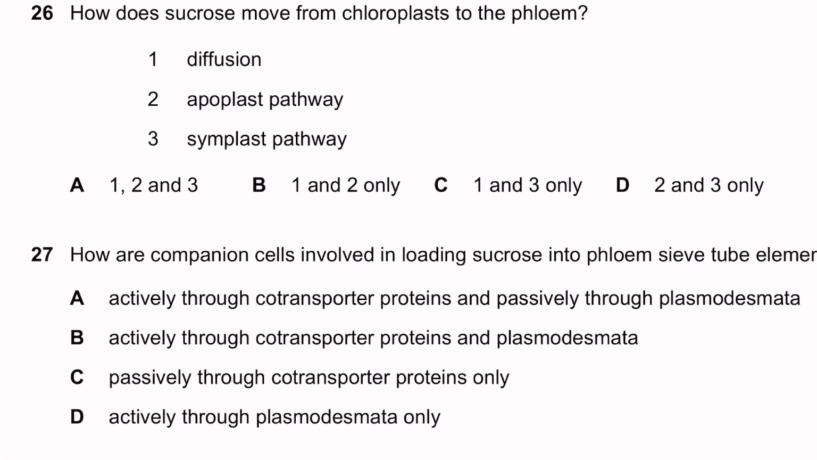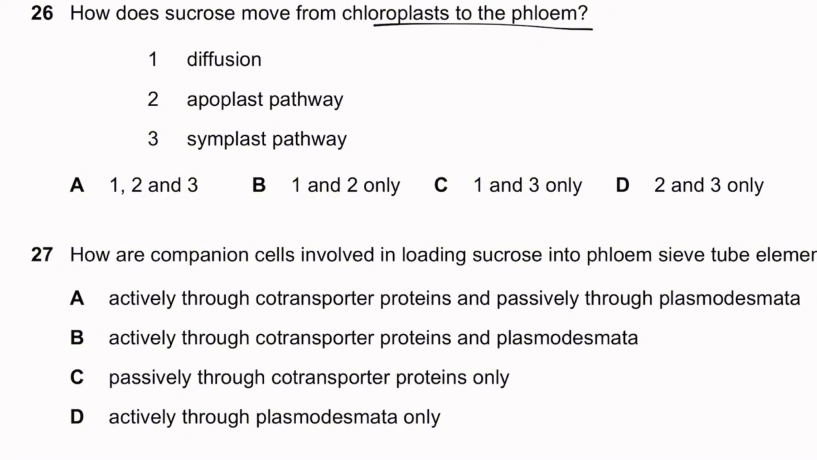How does sucrose move from chloroplast to the phloem? Well, from the chloroplast to the phloem, firstly it's going to be produced, and then it's going to leave the cell and enter the companion cell via co-transport or indirect active transport. And then it's going to move through the cytoplasm of the companion cell and into the sieve tube element through the plasmodesmata. Normal diffusion here.